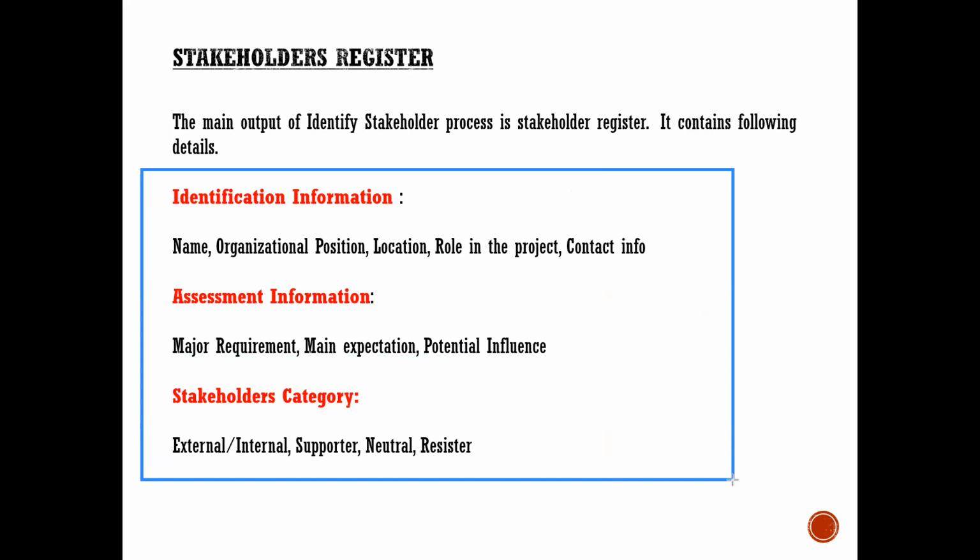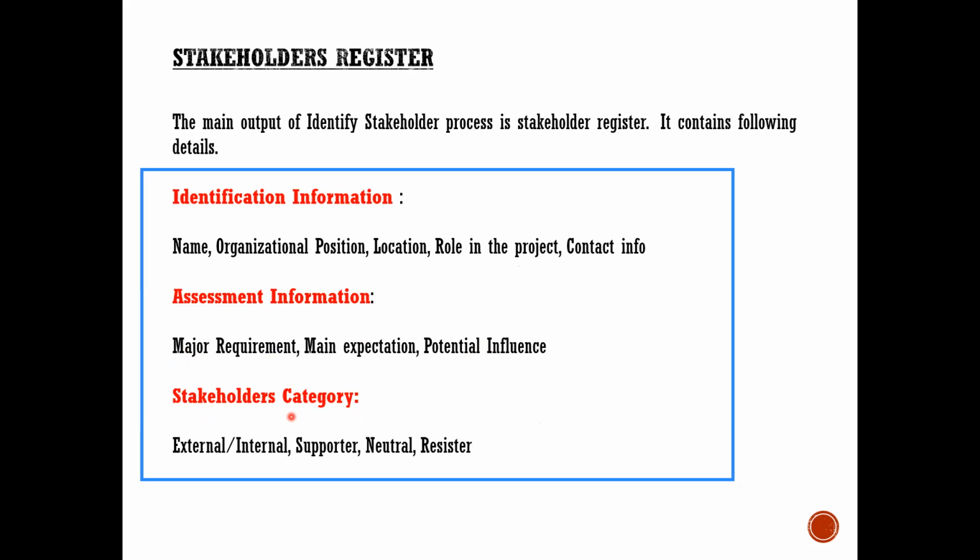Now, obviously, all of you are familiar with identification information. This is there in a basic stakeholder register, but apart from this, you also define the major requirements of the stakeholders, their expectations, the potential influence, and the stakeholder category, whether a stakeholder is a supporter, neutral, or blocker.